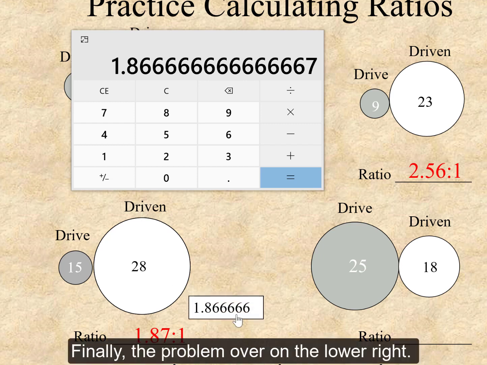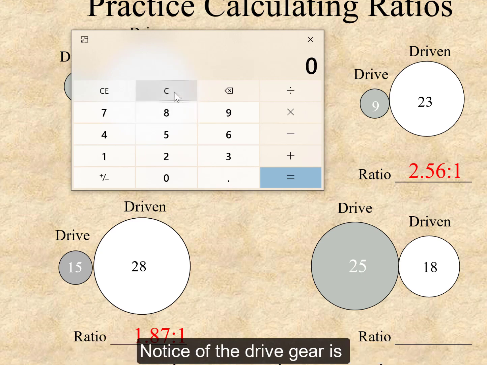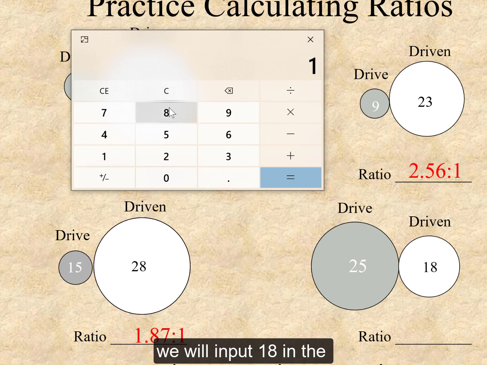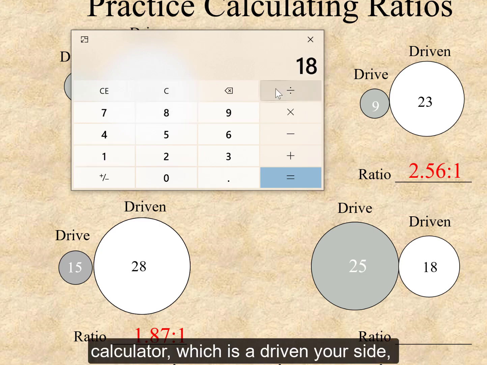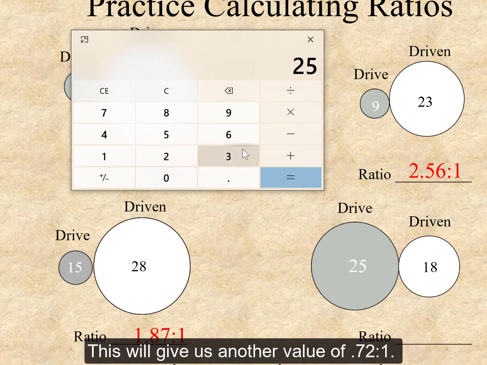And finally, the problem over on the lower right. This happens to be an overdrive problem. Notice that the drive gear is larger than the driven gear. We will input 18 into the calculator, which is the driven gear side, divided by 25 for the drive gear. This will give us another value of 0.72 to 1.